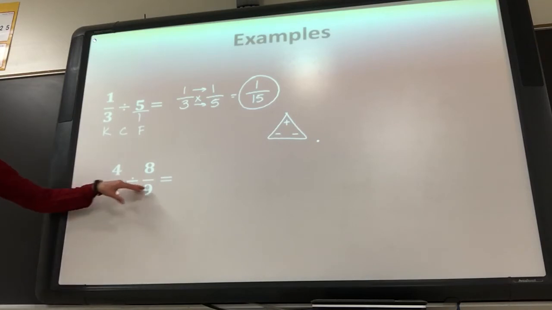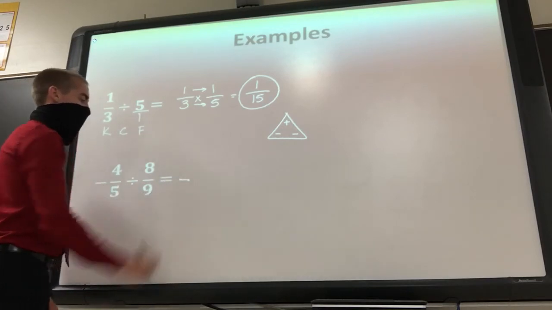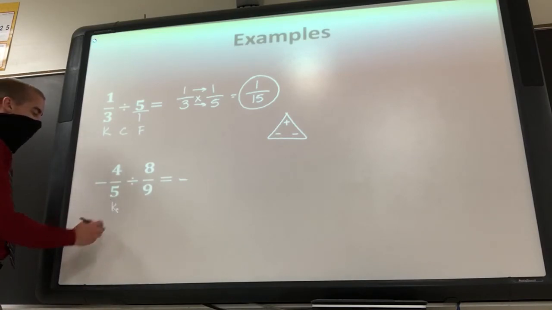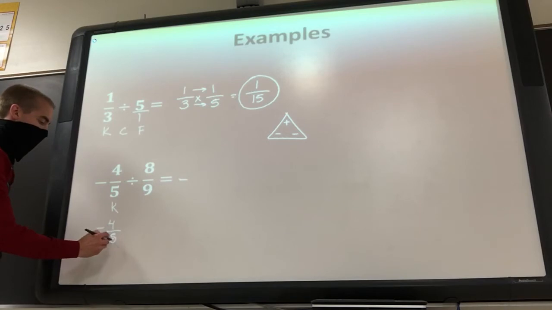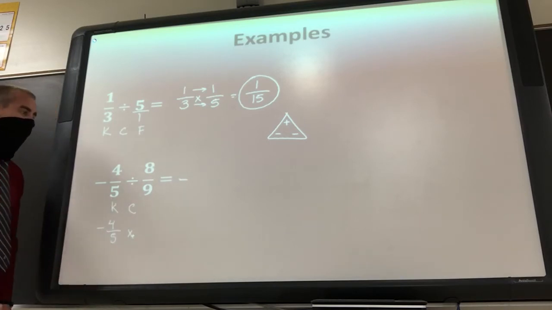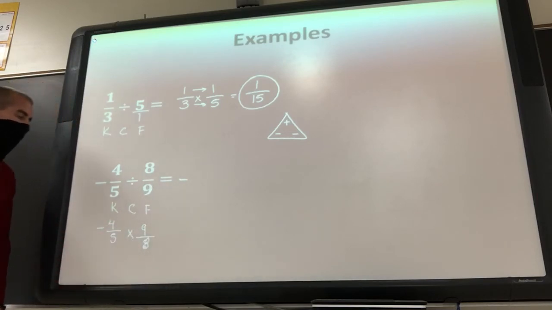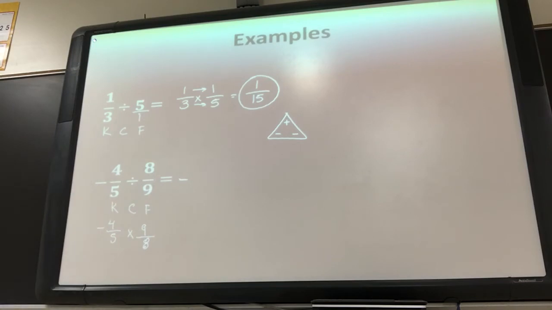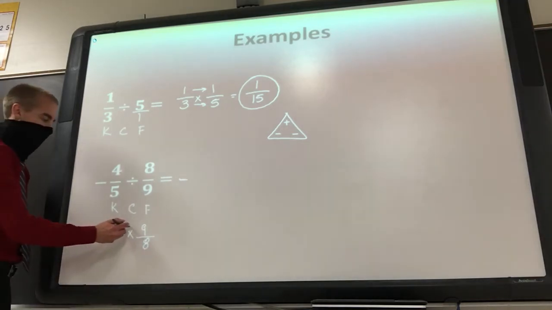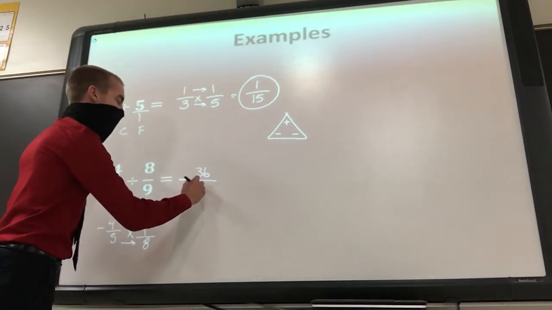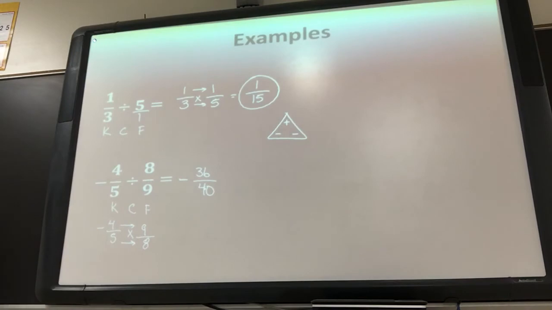So, -4/5 divided by 8 over 9, a negative divided by a positive, we know our answer is going to be a negative. Let's go ahead and put that negative sign there. We're going to keep -4/5 the same. We're going to change division to multiplication, and we're going to flip 8 over 9 to 9 over 8. So now we've got -4/5 times 9 over 8. Multiply straight across. So we get -36 over 40.